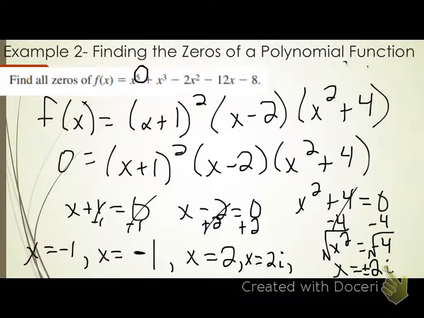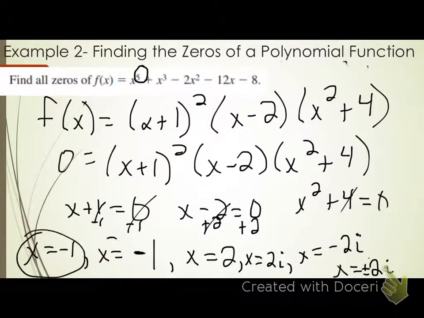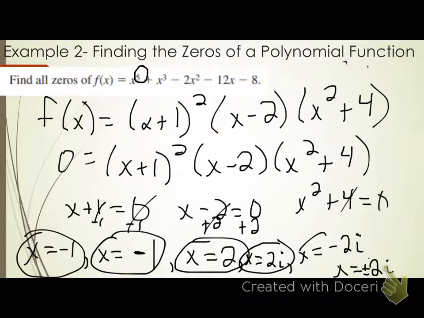And x equals -2i. So if you count them up, that's 1, 2, 3, 4, 5 zeros for my polynomial function. And I knew there was going to be 5 based on the fundamental theorem of algebra. So there are all my zeros of my polynomial function.